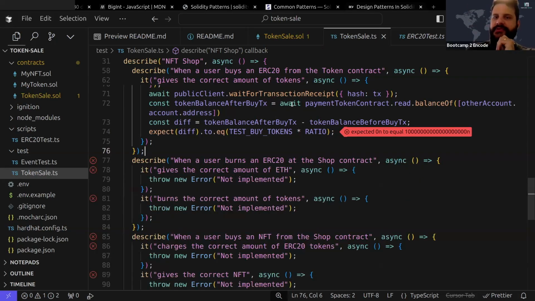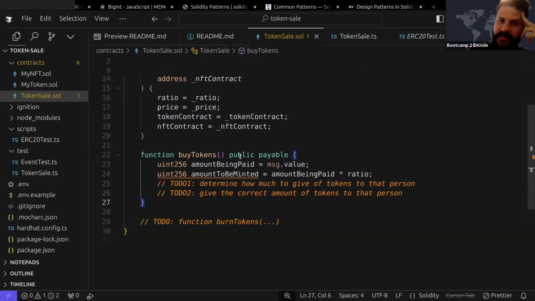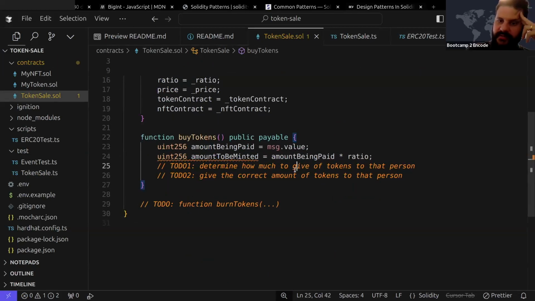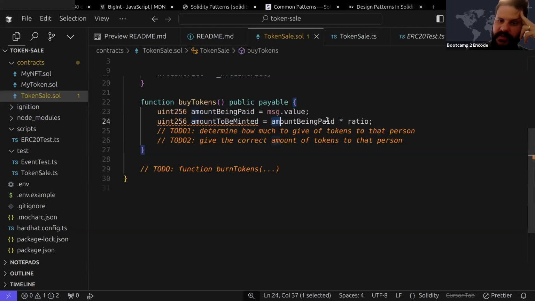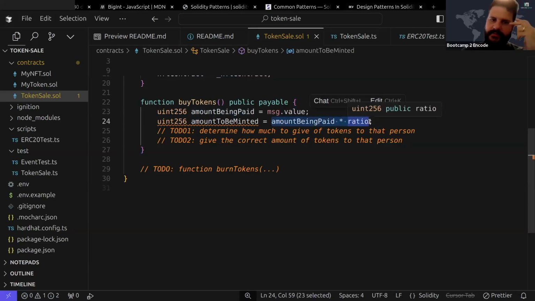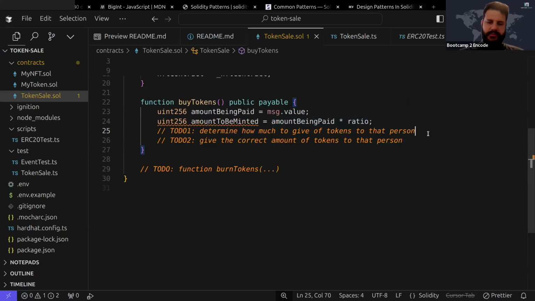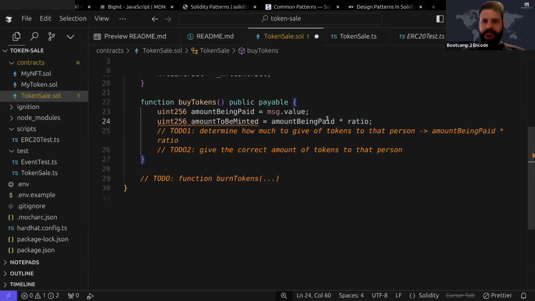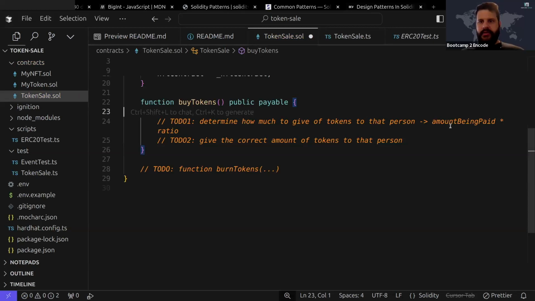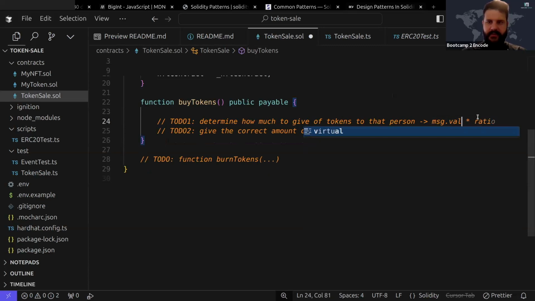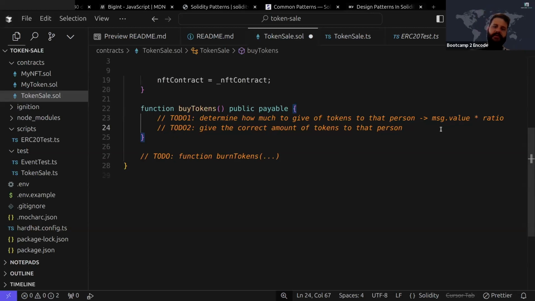So let's implement the smart contract. And this is going to bring us more and more problems until we resolve them. Okay, so determine how much to give of tokens to that person. We determined already: amount to be paid multiplied by ratio. So this is the solution. Amount being paid, that is the msg.value, multiplied by the ratio. And we should give the correct amount of tokens to that person.